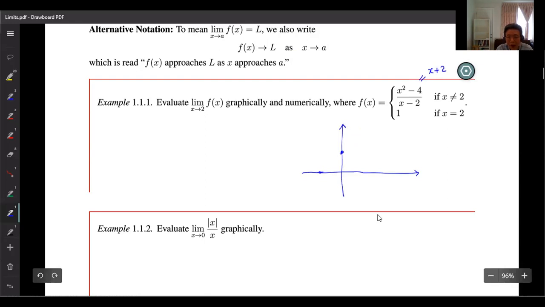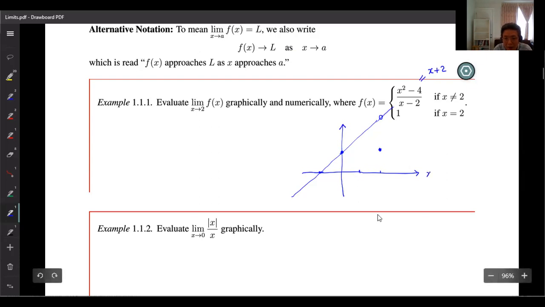Yeah, this one. This line. When x equals 2, the function value is different. It's not on this line. Actually, it's here. When x equals 2, the function value equals 1. So that's the graph. Basically, it's a straight line with a hole, plus this point. Okay, that's the graph.